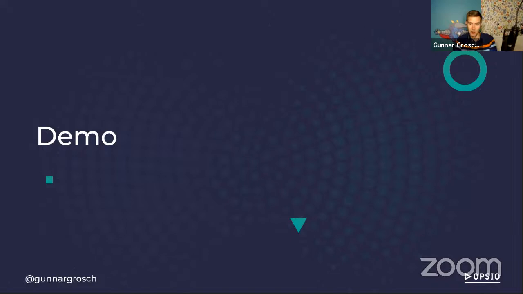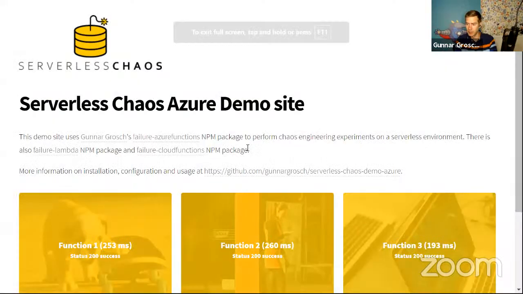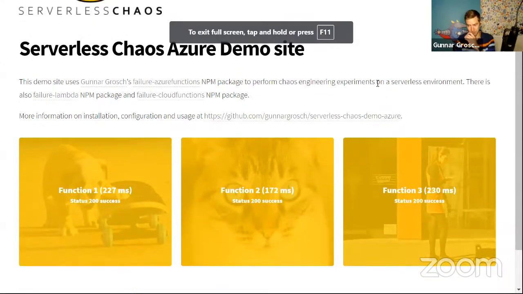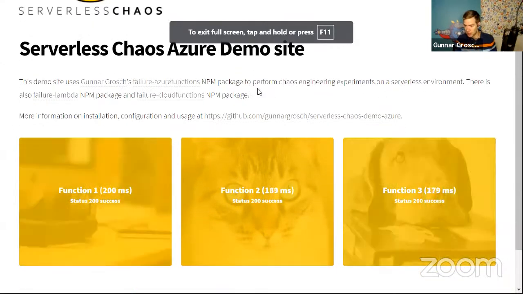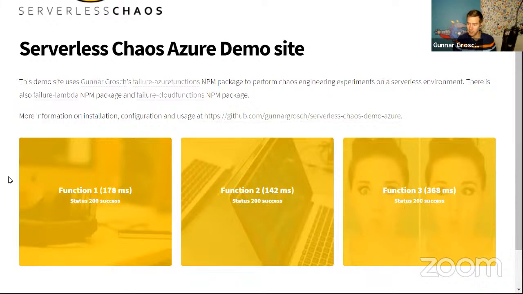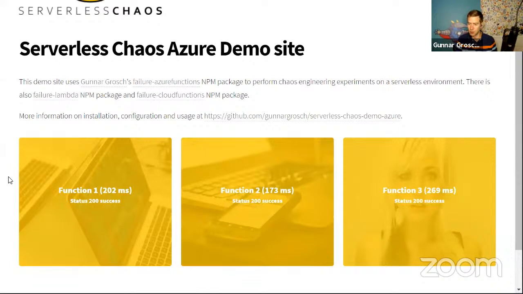Let's start off by looking. This is the site. As you can see, it's loading for each function. It's loading a new image every 5 seconds, hopefully. It's invoking, returning a 200 response, and fetching new images. So it seems to be working right now.